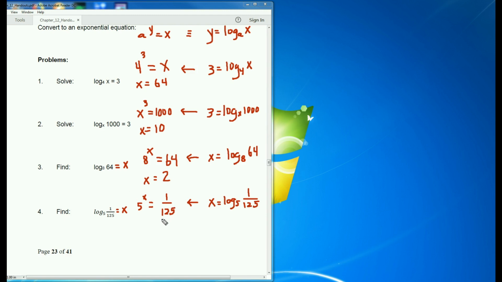Okay, so 5 cubed equals 125. But what I want is 1 over 125. The way to get that would be if we had 5 to the negative 3, because 5 to the negative 3 means 1 over 5 to the positive 3, which works, because then we get 1 over 125. So in other words, x must equal negative 3.